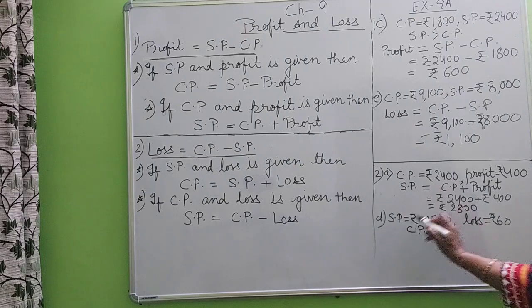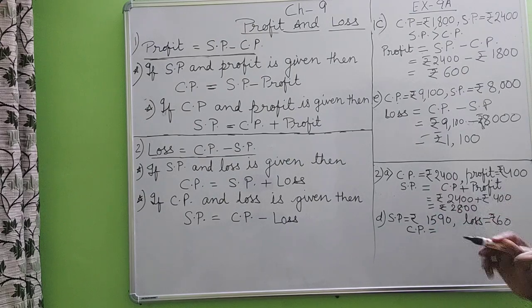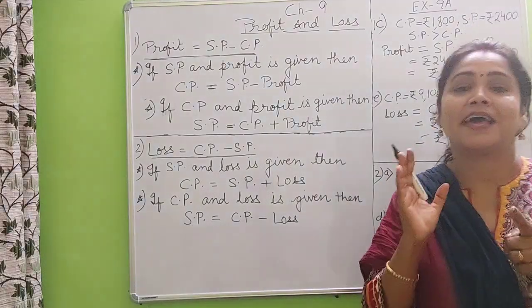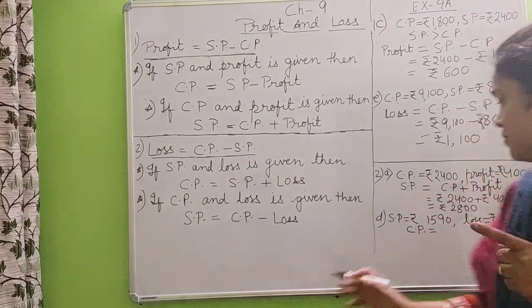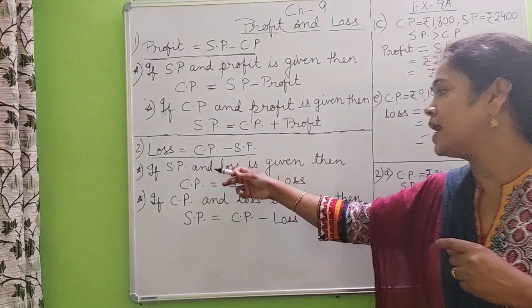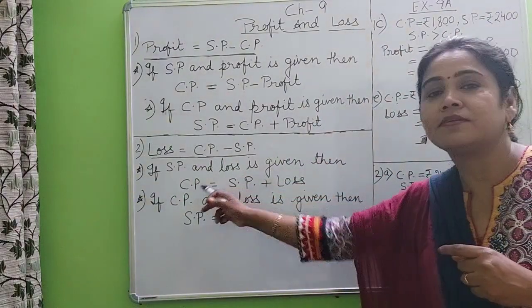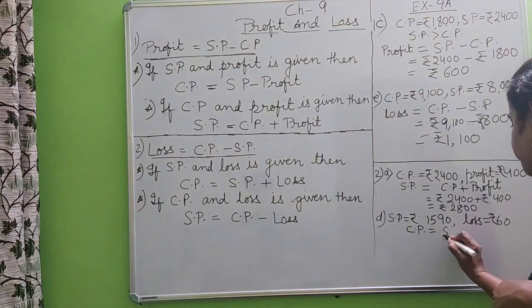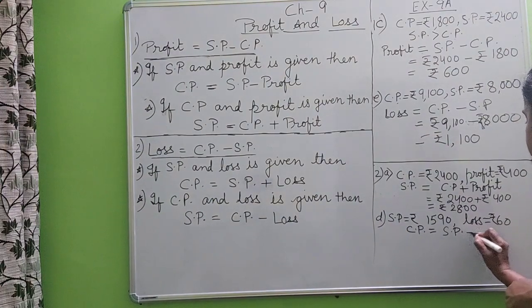Next, SP is given and loss is given, and you have to find CP. Whenever loss is there, CP is greater. So for finding the formula for CP, you see here, if SP and loss are given, then CP is equal to SP plus loss. So we will write CP is equal to SP plus loss.